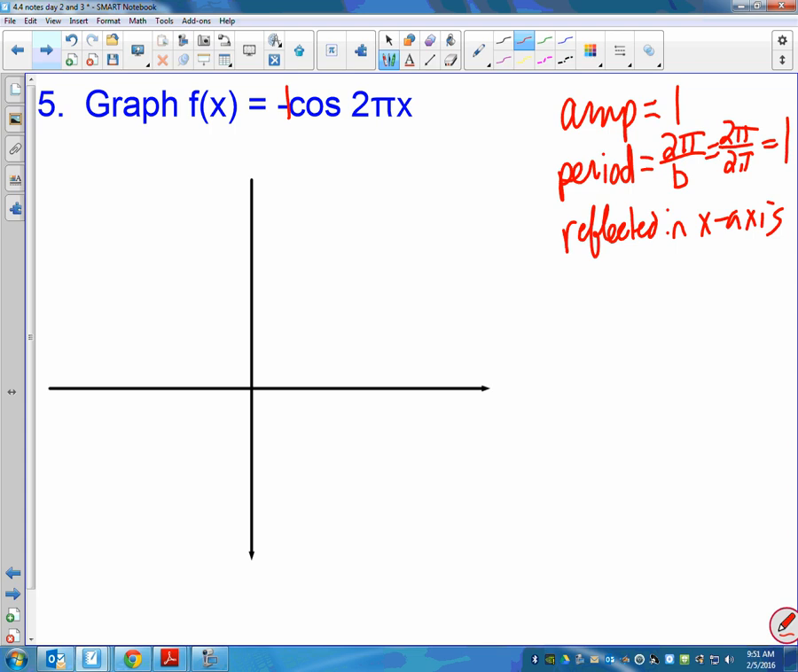So again, to me, it's all about two things. One, knowing what the graph looks like. What does cosine normally look like? And two, knowing what to label your x-axis. And the period is the key to that.